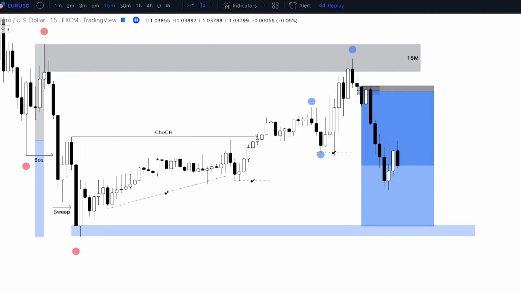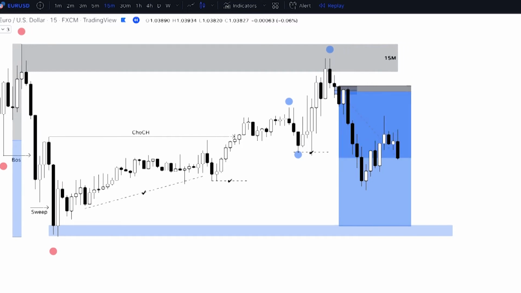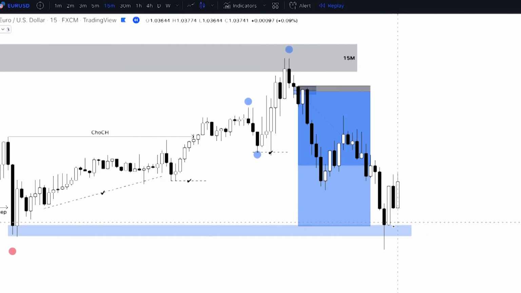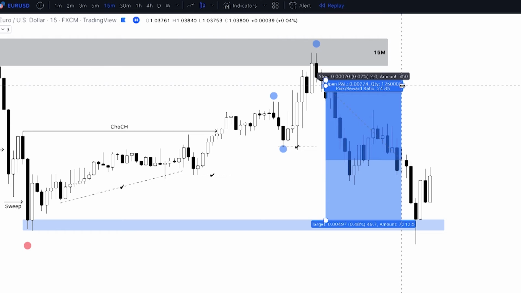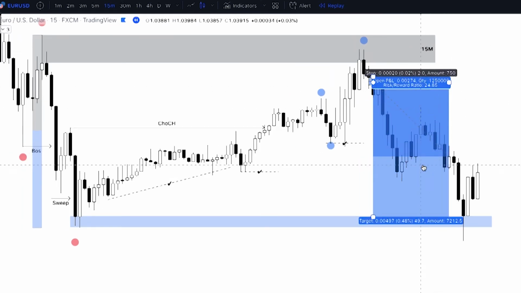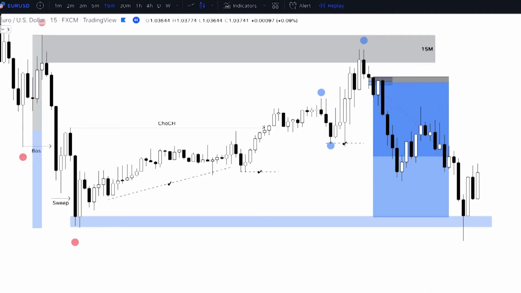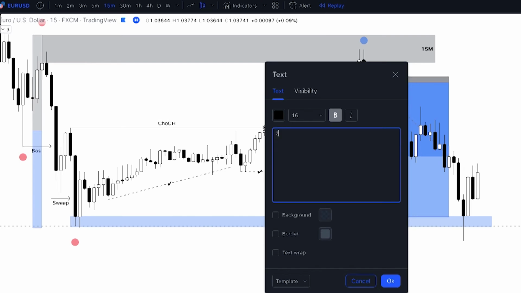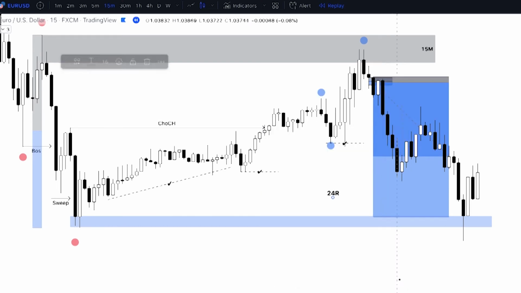We drop down, we pushed up, and we reach our target. So it's a nice trade. It's a 24-hour trade.